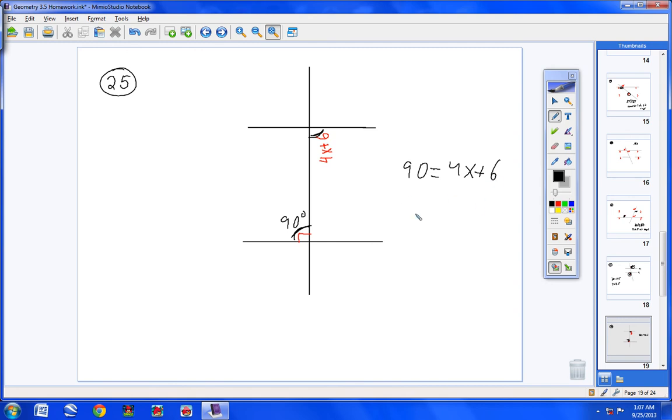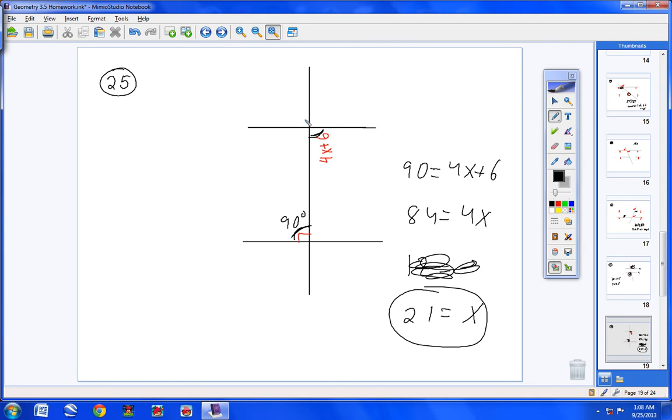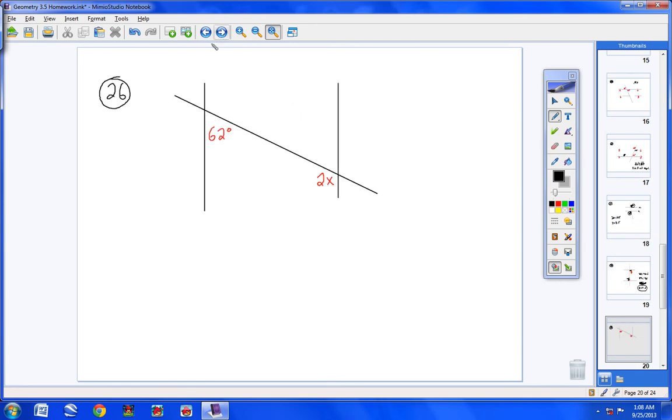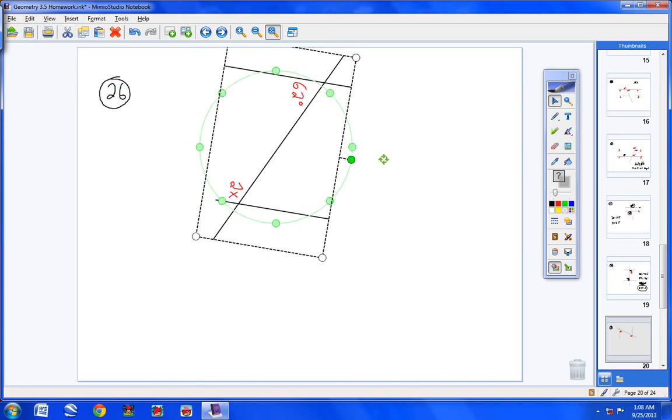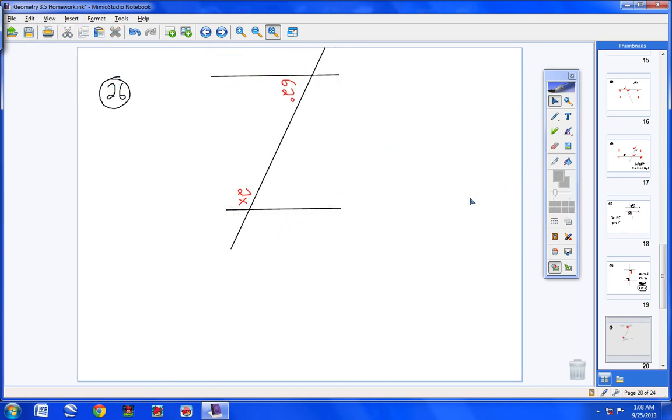So I can say that 90 equals 4x plus 6. Bring your positive 6 over and make it negative, and you get 84 equals 4x. Now divide both sides by 4, and you will get 21 for x. X equals 21. Let's take a look at number 26. And again, I just love to turn these things so we can see the two parallel lines going left to right. It's a lot easier with our transversal going up and down.